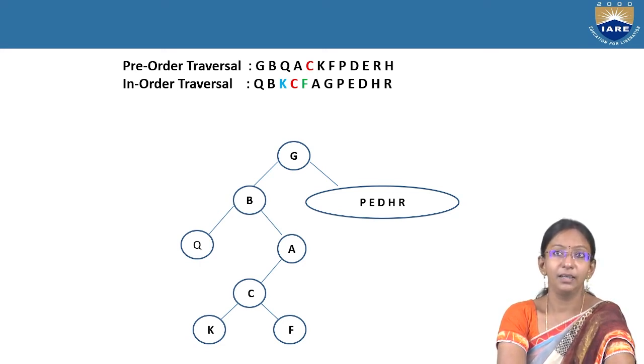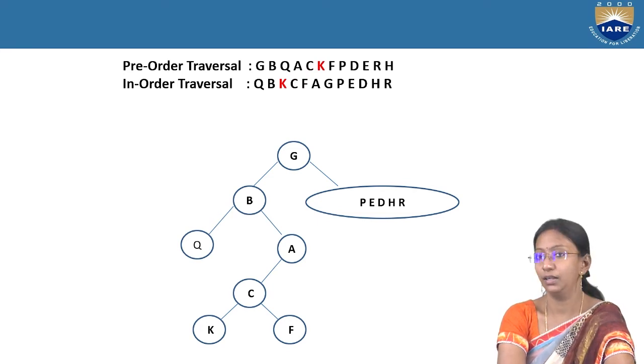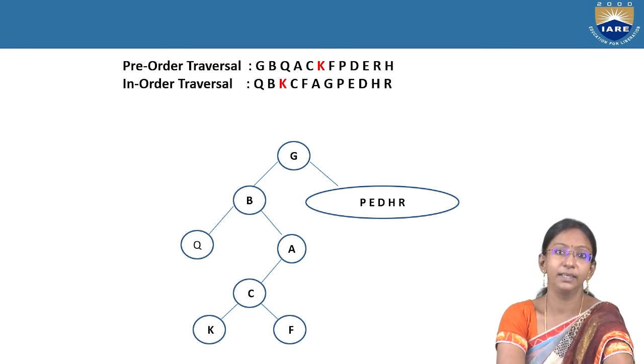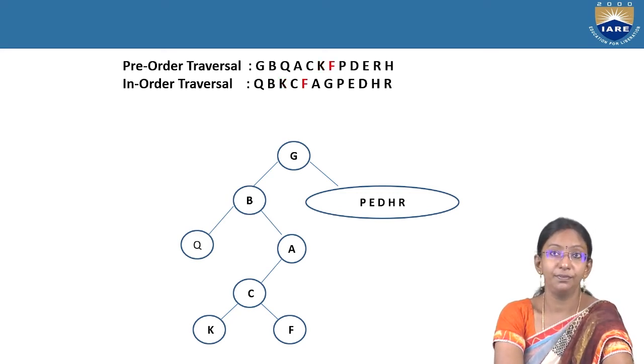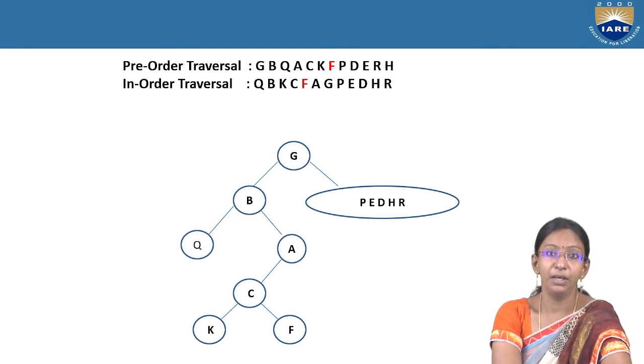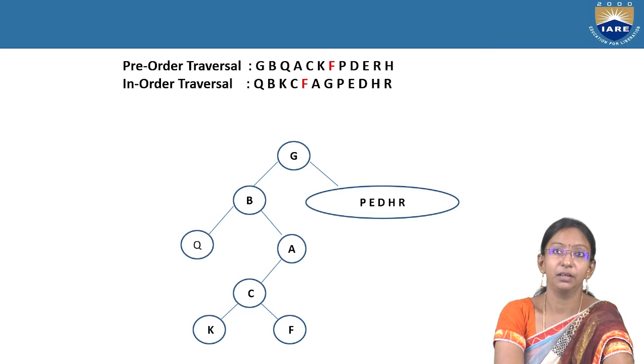Right. The next element is K. K is not having left or right children. B and C are already taken. They are the parent and grandparent of K respectively. So we cannot touch it. Next element is F. Even F, its left is C and right is A. Both are taken. One is parent, the other is grandparent.